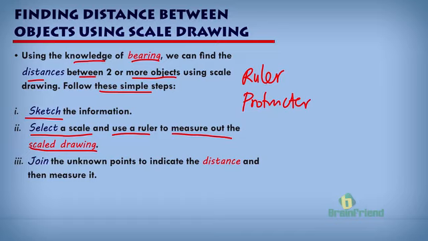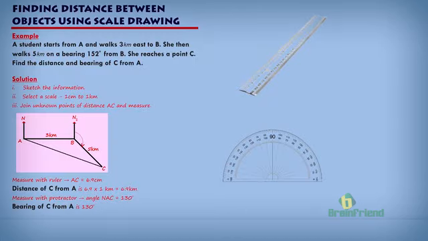Now, in the course of your drawing and sketching your information, you will easily see where the unknown that you've been asked to find is. Join the unknown points and then use your ruler at the end of the day to measure it. Your unknown points will be indicated on your paper. We'll see in an instance how these simple steps can be followed in a question.